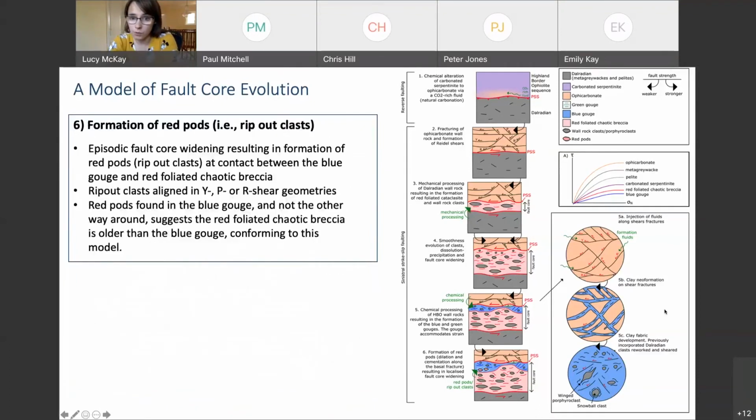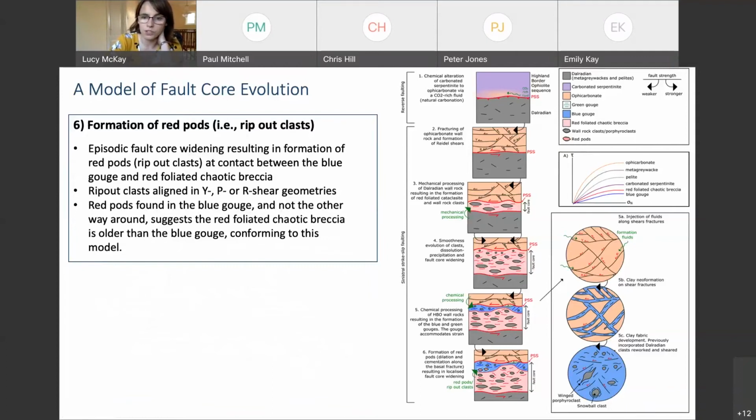And the last stage of the model is after your formation of this blue gouge from the chemical alteration of your ophiolite wall rocks. The fault would have undergone episodic widening, and you just got some more clasts coming off the wall rock, forming these red pods. So they're actually known as rip-out clasts.